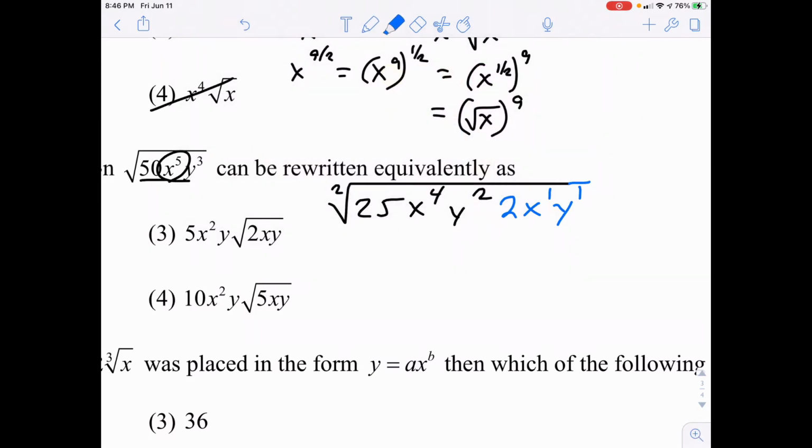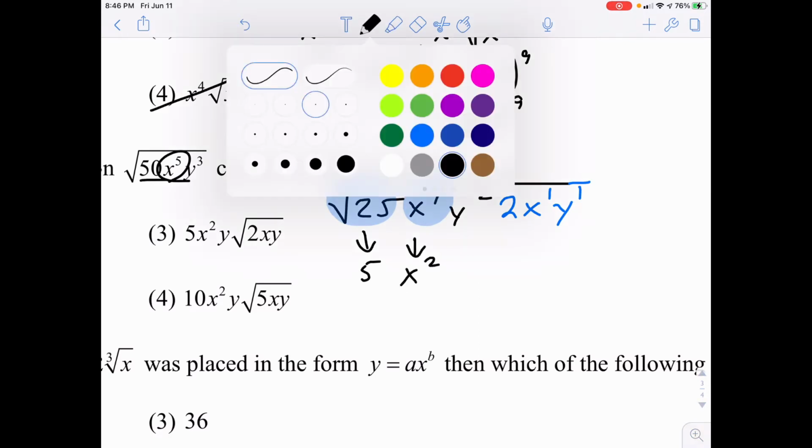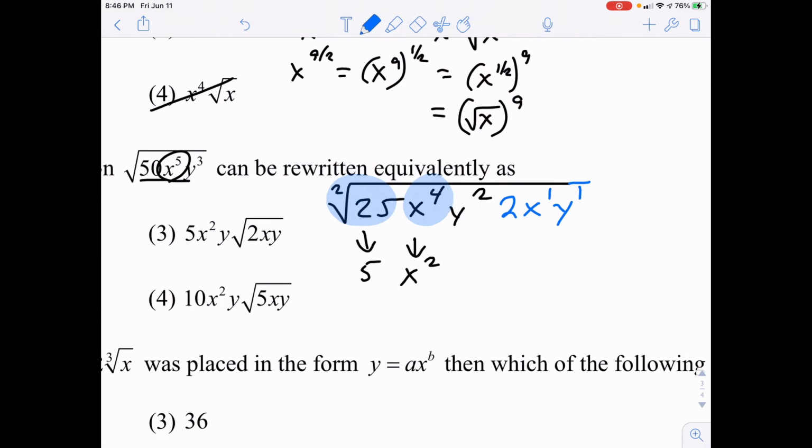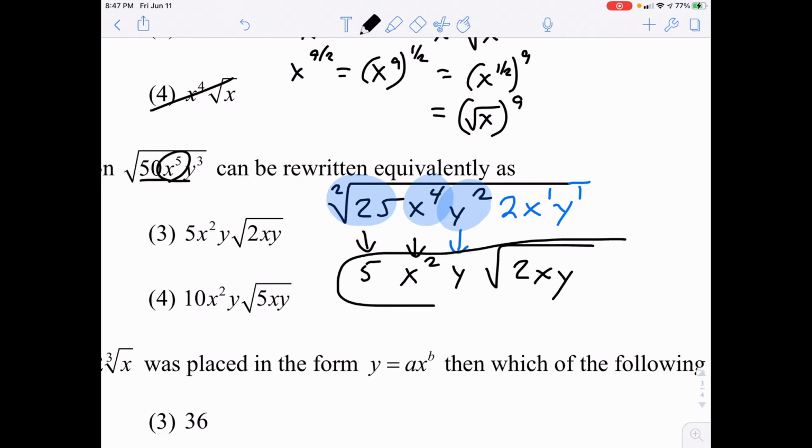Take the square root of what you can. The square root of 25 would be 5. The square root of x to the 4th power is x squared. The square root of y squared is just simply y to the 1st power. Times the square root of what's left over under the radical. Anything you cannot take the square root of, leave it under the radical: 2xy. And I can rewrite this without that 1. I don't need that 1. And the solution is 5x squared y times the square root of 2xy.